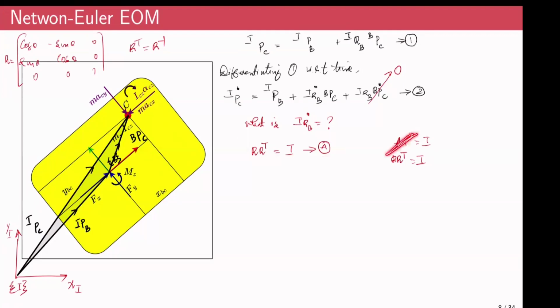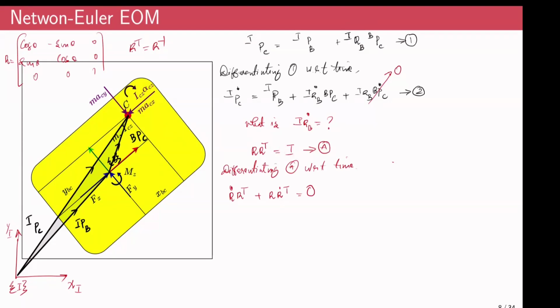So if I take the derivative of equation A, differentiating equation A with respect to time, again, you will have to apply the product rule. So I'll write it as R dot R transpose plus R R dot transpose, and the right hand side is going to be 0, right? Because the identity matrix is a constant matrix, and the time derivative of a constant matrix is obviously 0.